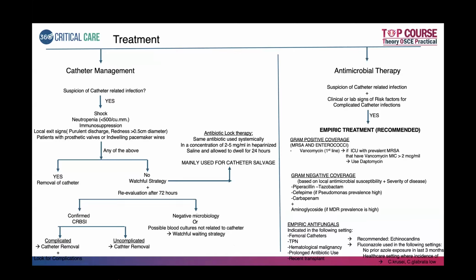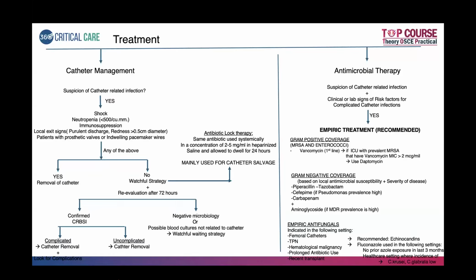If the ICU is prevalent with MRSA that have a vancomycin MIC of more than 2 micrograms per ml, then you need to go with daptomycin. For gram-negative coverage, it is based on the local antimicrobial susceptibility and severity of disease. So based on your ICU antibiogram, you can go with either piperacillin tazobactam, cefepime if Pseudomonas prevalence is high, carbapenem, and aminoglycoside if MDR prevalence is very, very high.